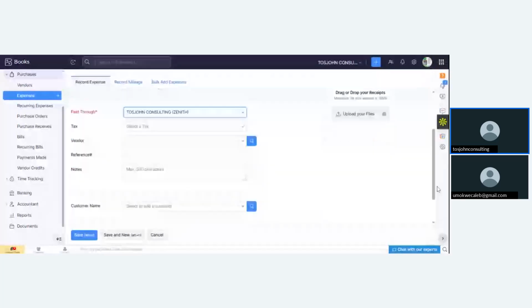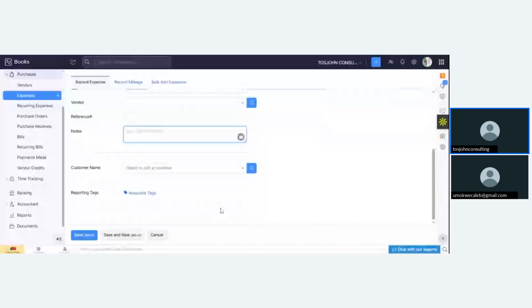So then you put all your information, your notes, advertising and marketing expenses. You put your notes, then you save it. You put all your data and everything, then you save it. So it will hit the ledger accounts. So if you are posting for advertising and marketing, you'll be sure that advertising and marketing is debited, and then your bank is what's credited.